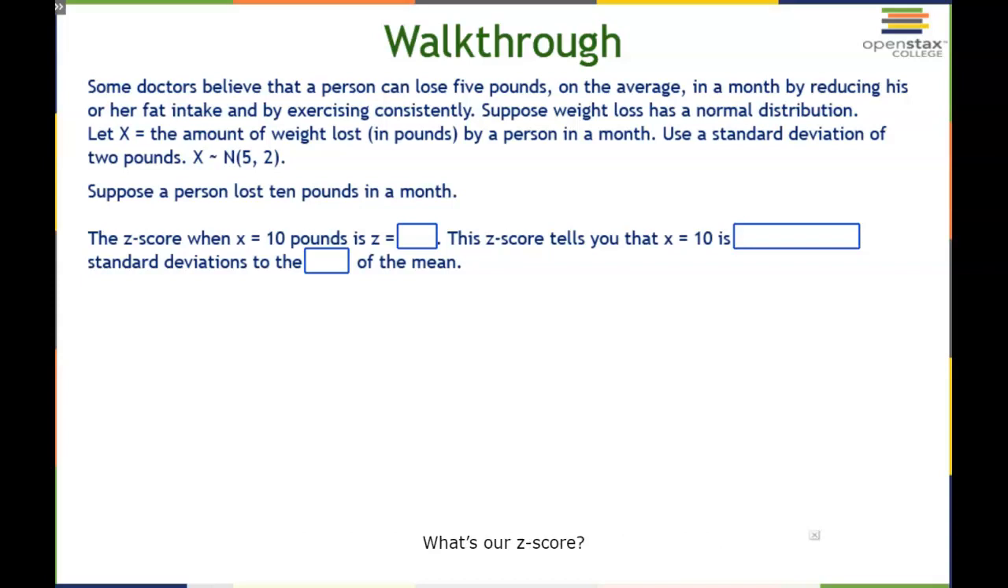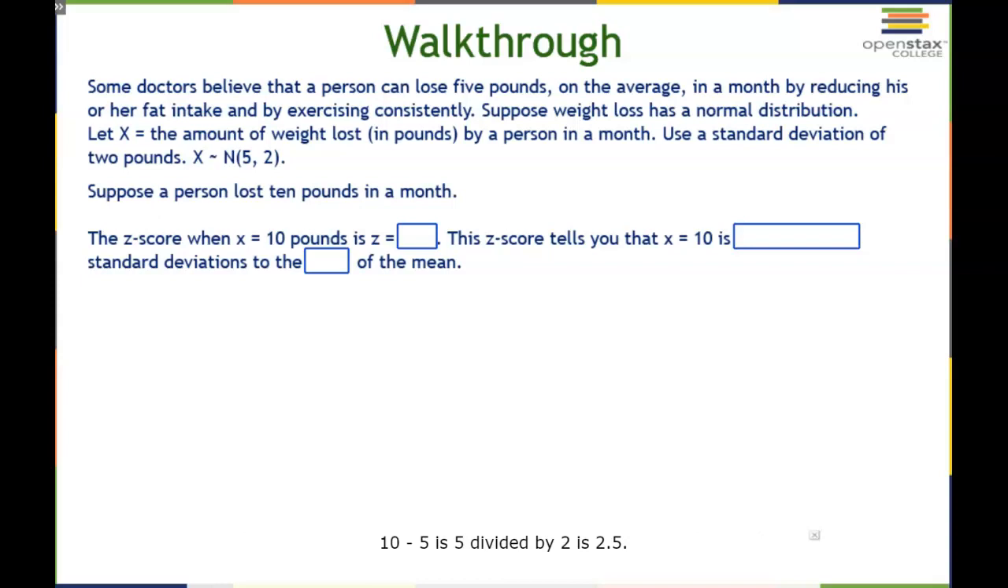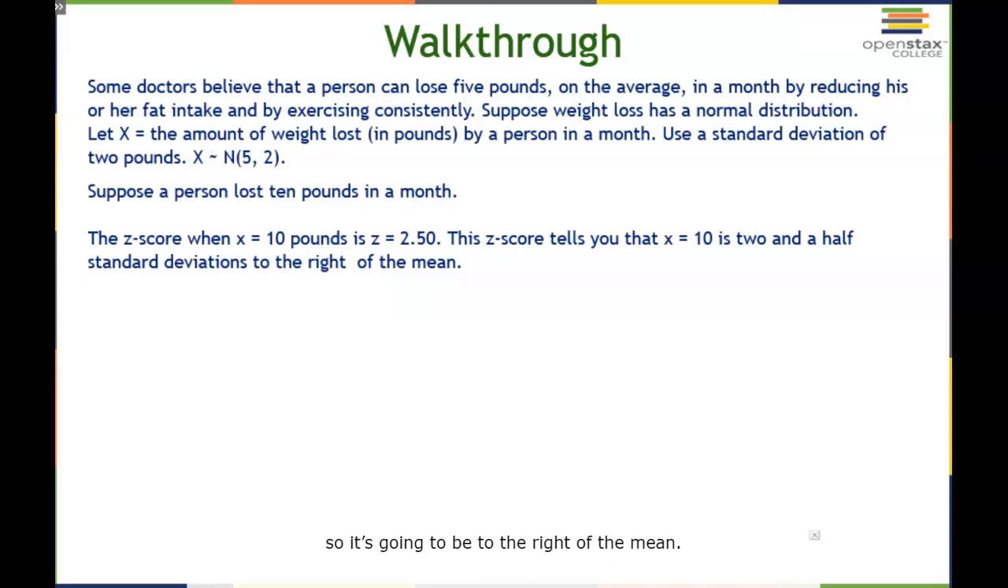What's our z-score? Well, we just got to throw it into our equation. So 10 is our x value minus our mean of 5, all divided by 2. So 10 minus 5 is 5, divided by 2 is 2.5. This z-score tells us that it is 2.5 standard deviations to the, it's positive, so it's going to be to the right of the mean. What was the mean? Well, the mean is 5. So we got to keep that in mind. It is to the right of 5, which makes sense because 10 is greater than the mean of 5 anyway.